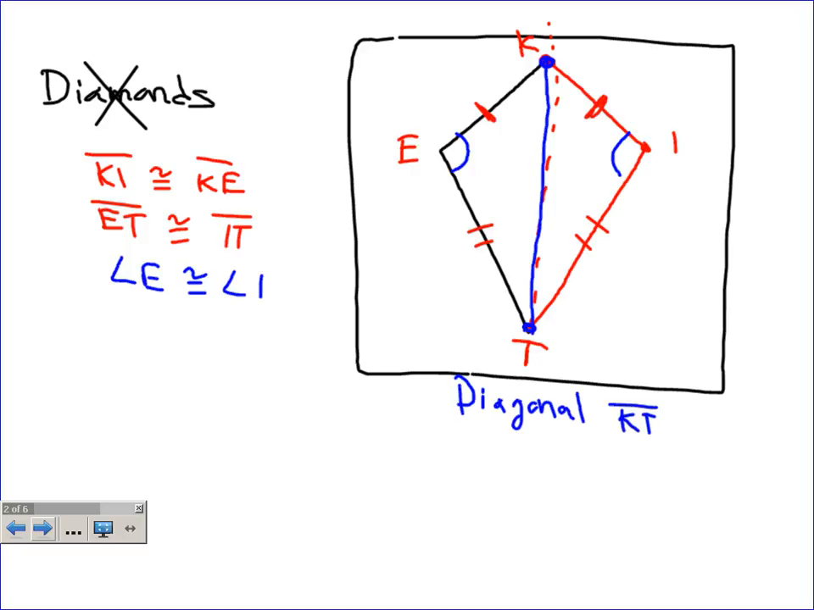Okay, and what's interesting about diagonal KT is it actually bisects these angles. So what we could also say is this angle is congruent to this angle. Okay, how do we name those two angles? Sam, turn around. How do we name those two angles that I just marked on here? How do we say those two angles are congruent?